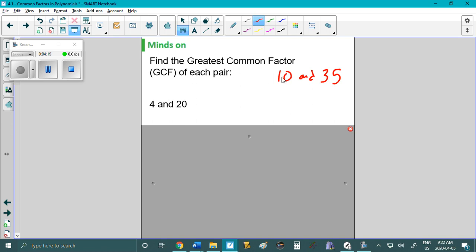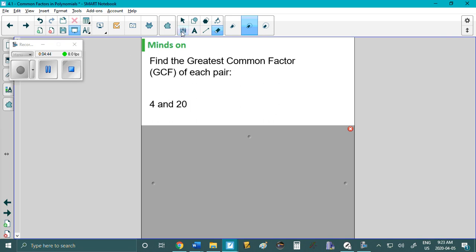Now, obviously, 1 is always an answer, but that's not the greatest. 2 doesn't work into 35, 3 neither, 4 neither, 5 goes into both. So 5 is a common factor, and that's it. 5 is the answer. So what I would like you to do is find the greatest common factor of 4 and 20. I'd like you to pause now.